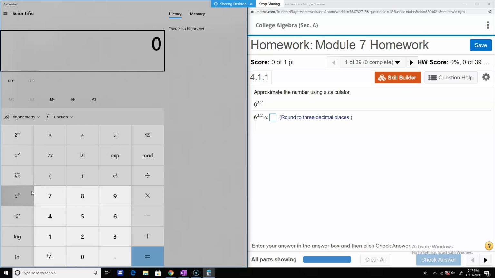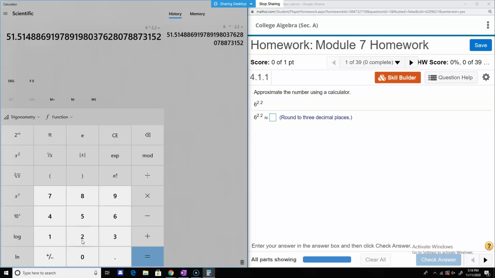On this one, let's say I would do 6 and then x^y, and then notice in the top line it says 6 and a caret. Another way to do this, if you don't have a nice calculator app, you could use a physical calculator, or you can just type this into Google exactly as it appears on top, and Google will give you the answer. Okay, so 6 to the 2.2, and we get a long number.